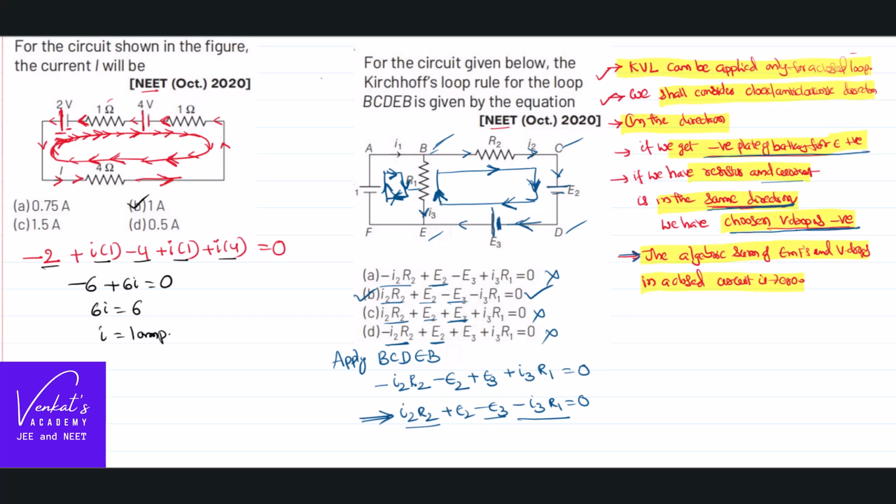So, while you are solving this problem, the most important thing is applying a proper sign convention of Kirchhoff's voltage law, which says that the algebraic sum of EMFs in a closed circuit is always 0, right. You can relook at it, resolve it until you get the sign convention fixed in your head properly.